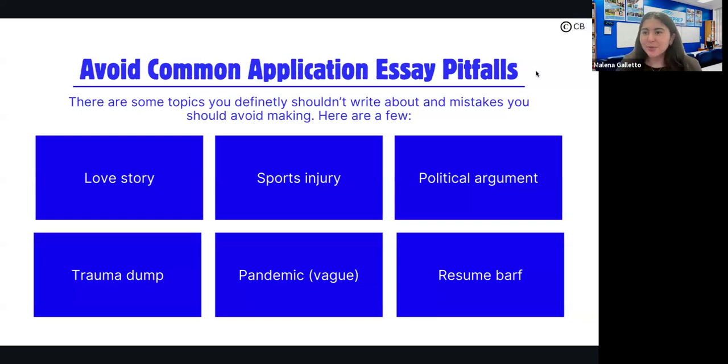And lastly, a resume barf. The schools you're applying to are already getting your resume if you upload it, or they're getting the content on it in some sort of way, whether it's your extracurriculars that you're listing or the awards you've won. You don't want to be redundant in any part of your application because you get such a limited amount of space to talk about yourself. The personal statement is not somewhere that you want to be repeating these, especially when it's the most important essay that you're going to be submitting.